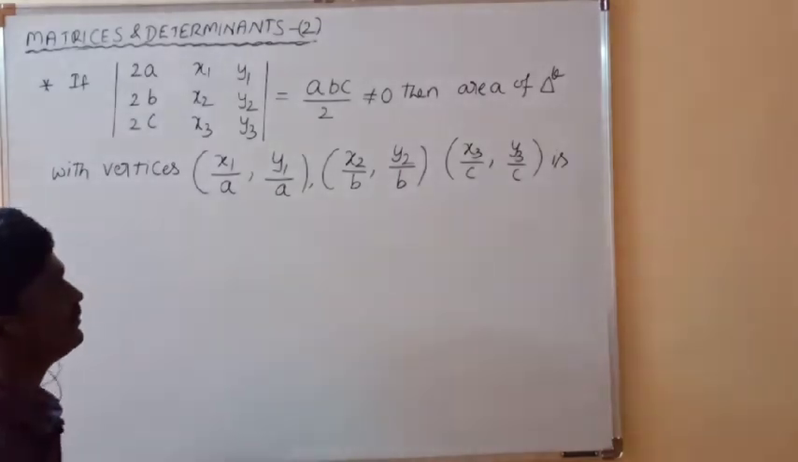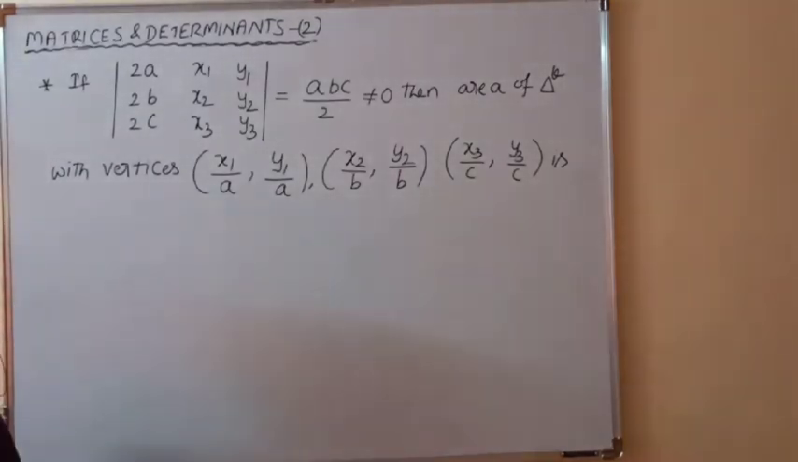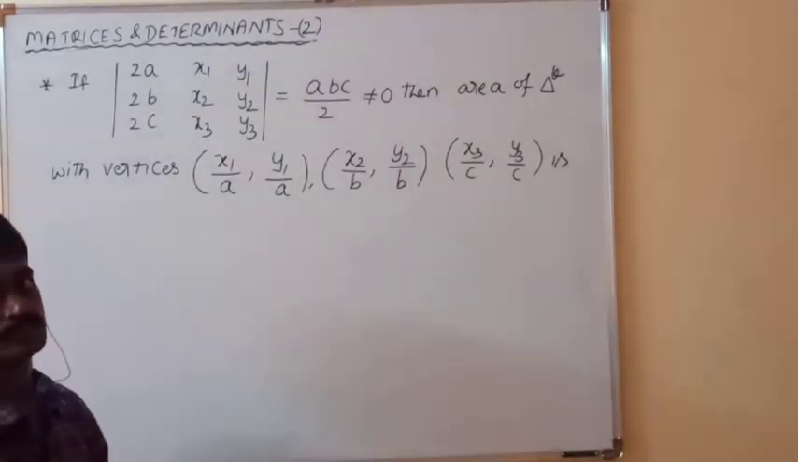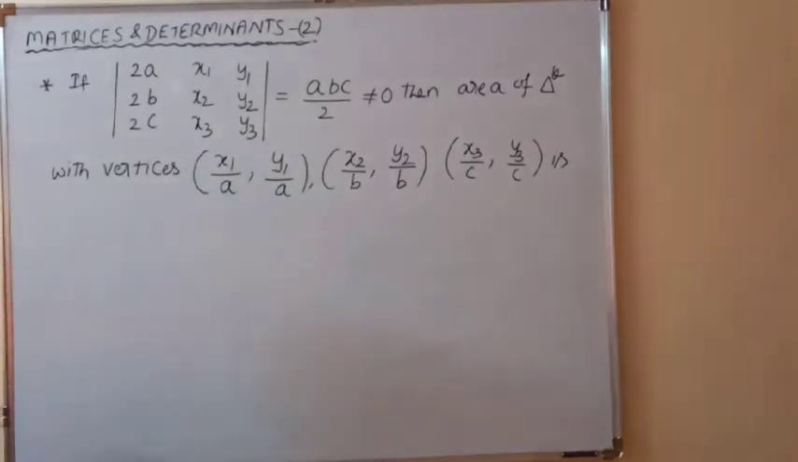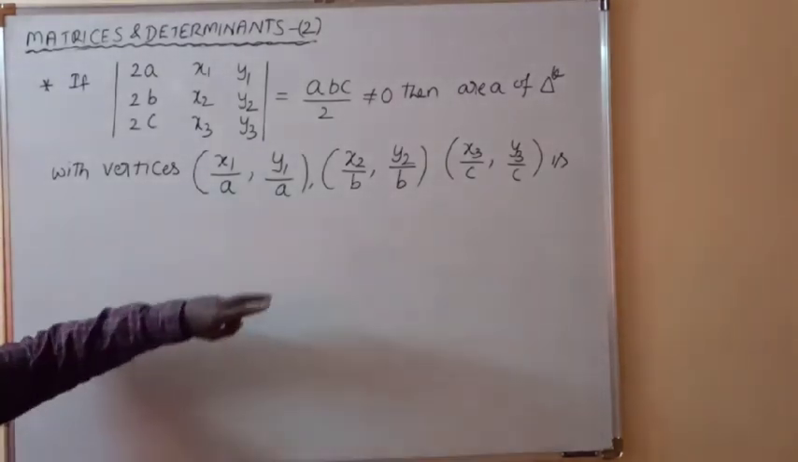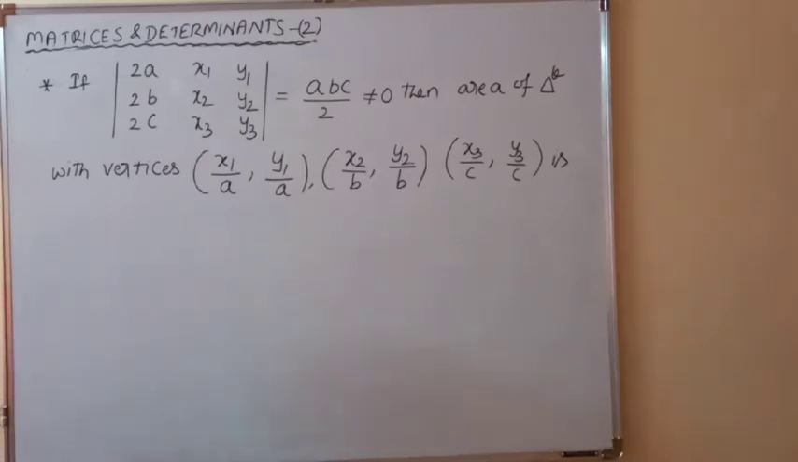Think. How can we find it? So look at the problem. What is the area of the triangle formed by these 3 points, formula?